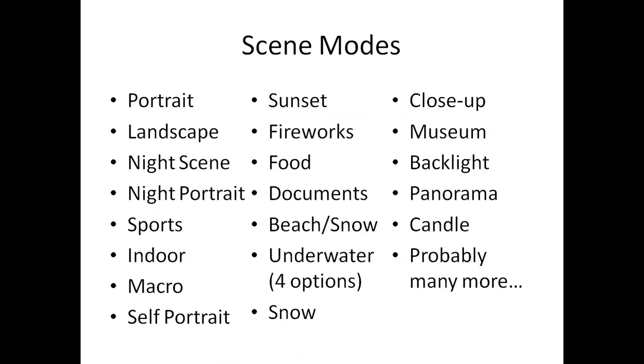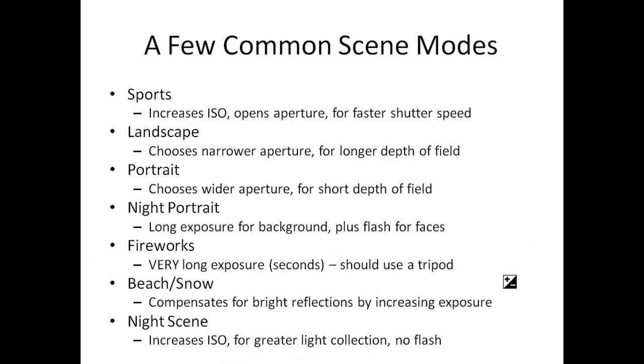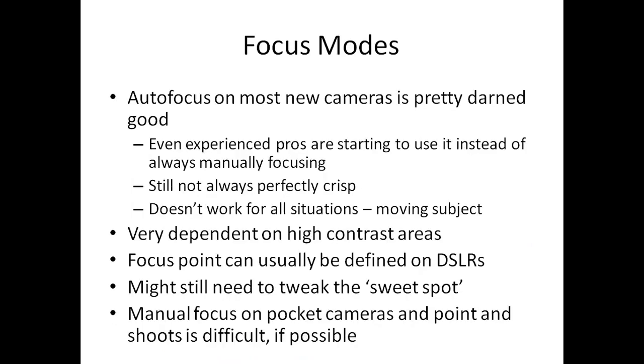Scene modes: these are the scene modes that we will see in all the cameras. A few common ones are sports, landscape, portrait, night portrait, fireworks, beach or snow, night scene. Focus modes: autofocus on most new cameras is pretty darned good. Even experienced pros have started using it instead of always manually focusing. Still, it is not always perfectly crisp, does not work for all situations such as moving subjects, and is very dependent on high contrast areas. The focus point can usually be defined on DSLRs. You might still need to tweak the sweet spot. Manual focus on pocket cameras and point and shoots is difficult if possible.